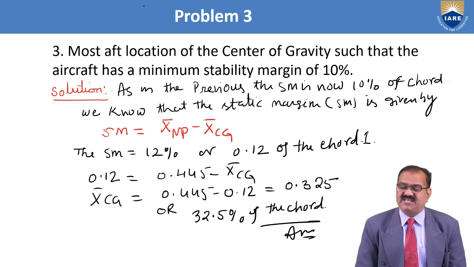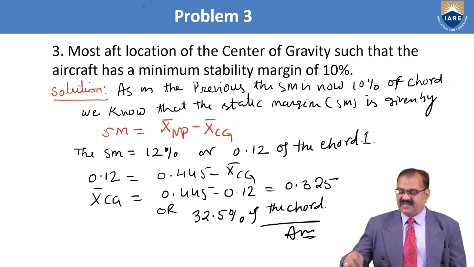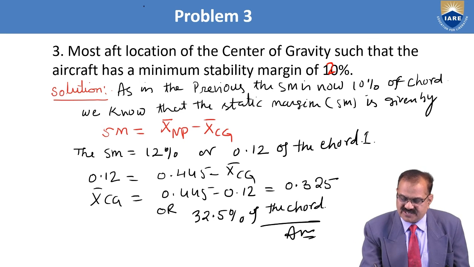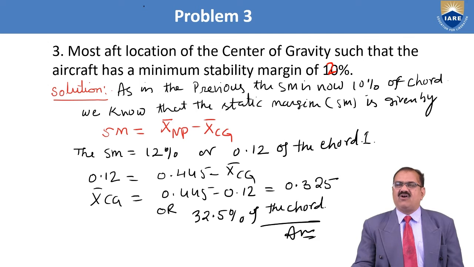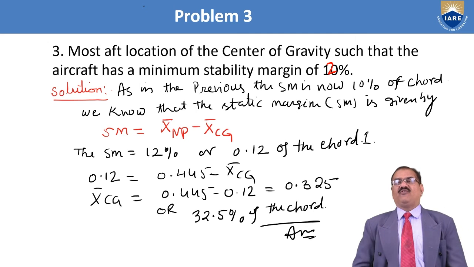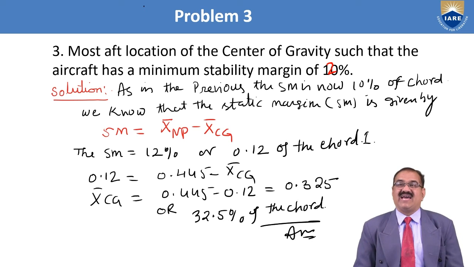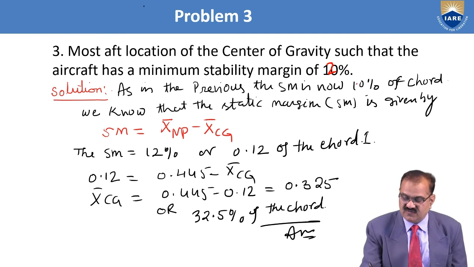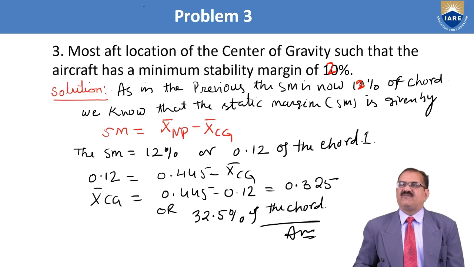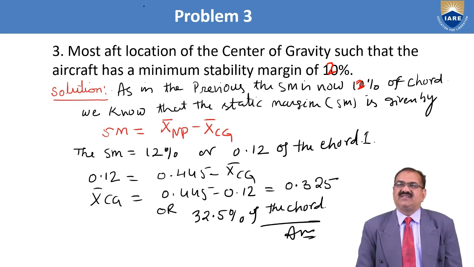In this only, if we increase this to 12%, here it is not 10, it is 12%. Sorry, I have made a mistake here. Now we have to find the most aft location of the center of gravity such that the aircraft has a minimum static margin of 12%. In the previous case, it was 5%. Now in this new case, the static margin is 12% of the chord.